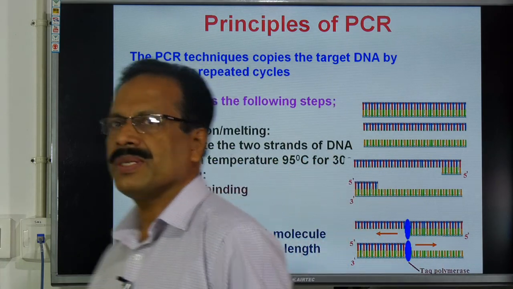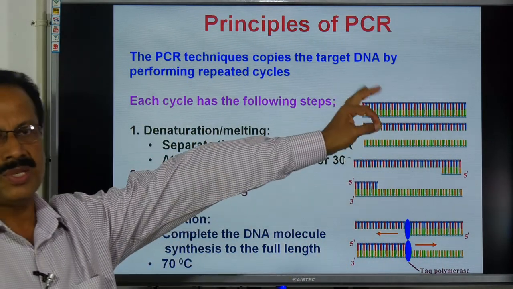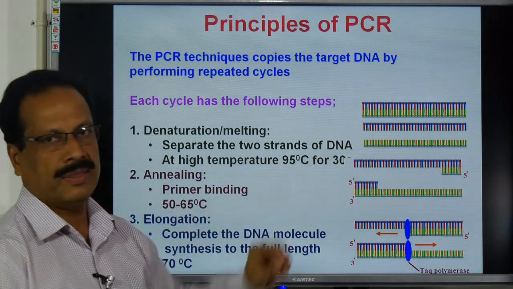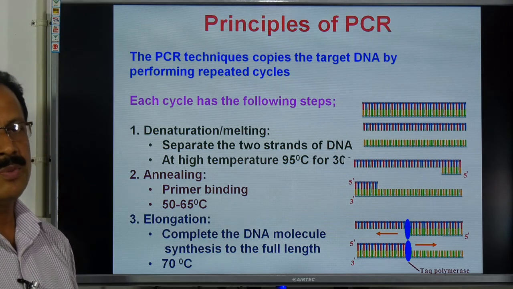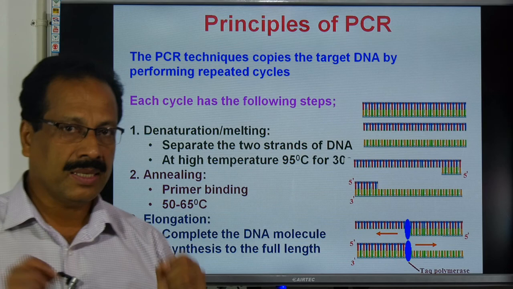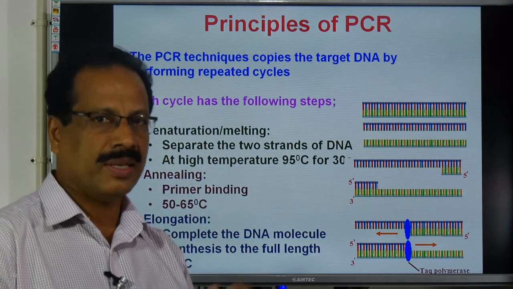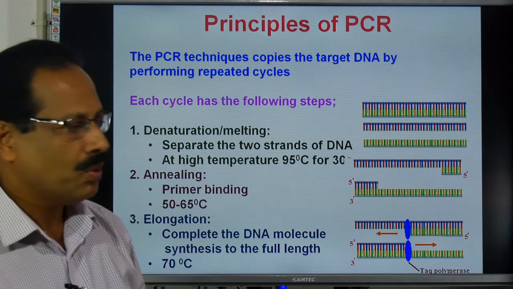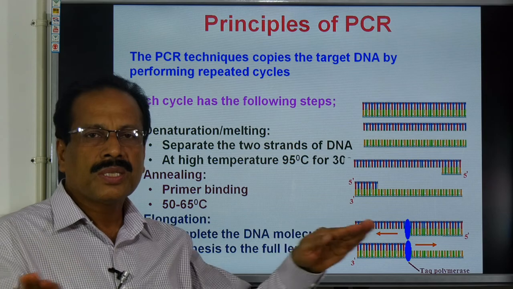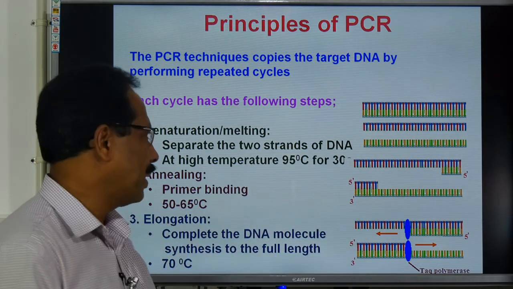And how does this PCR work? First, we have a piece of double-stranded DNA. Then we need to separate the strands. Here the separation is done by increasing the temperature. You know that each and every chemical bond will be broken at a particular temperature. The reaction kinetics you should have learned about. So when the temperature increases to 95 degrees Celsius, the whole double strand will get separated into two single strands.